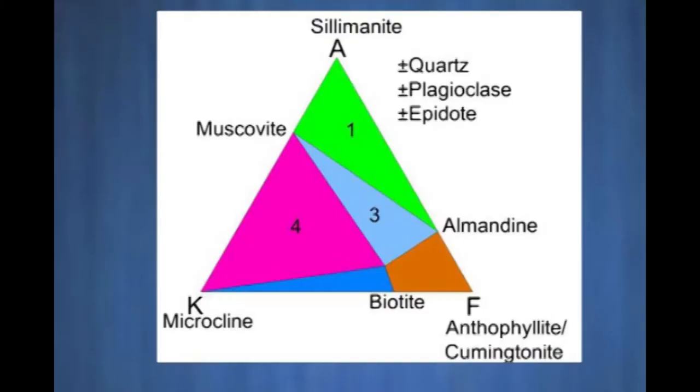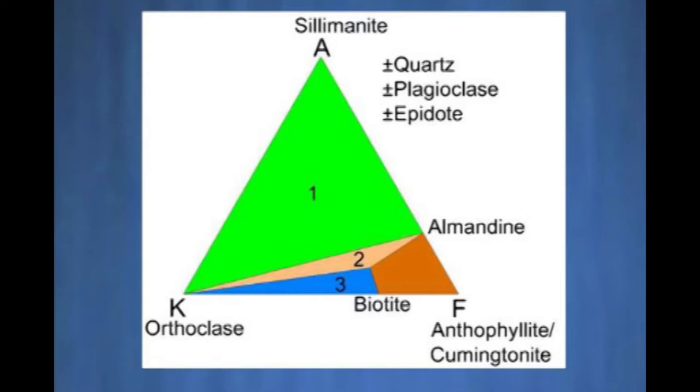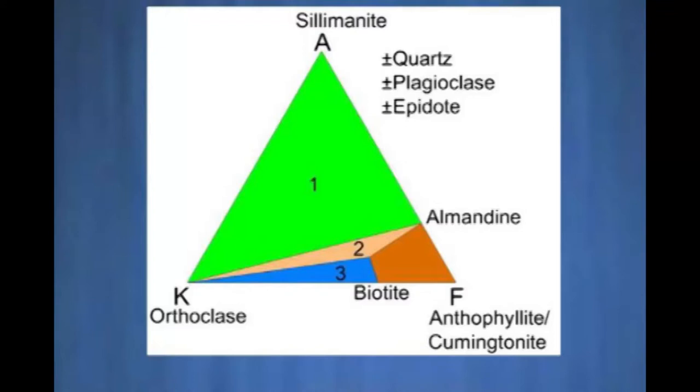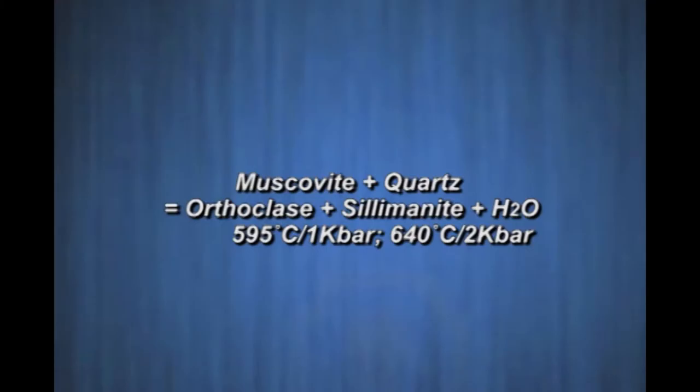Muscovite, which was present throughout the range of metamorphism from greenschist to the sillimanite-muscovite zone of the amphibolite facies, now becomes unstable. It is with this breakdown of the muscovite that the sillimanite-orthoclase zone begins. The following reaction takes place. Reaction number 10: muscovite plus quartz give rise to orthoclase plus sillimanite plus water, which occurs at 595 degrees centigrade, 1 kilobar, and 640 degrees centigrade, 2 kilobar, by Day and Chatterjee 1974. With this reaction, sillimanite is much more common as compared to the preceding zones, and now it coexists with orthoclase.